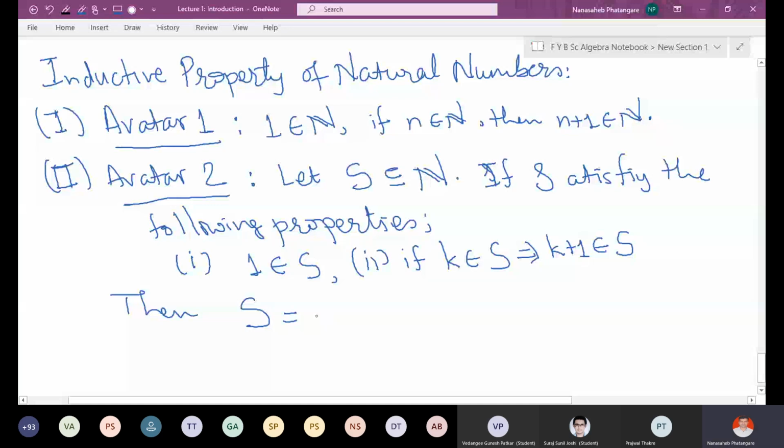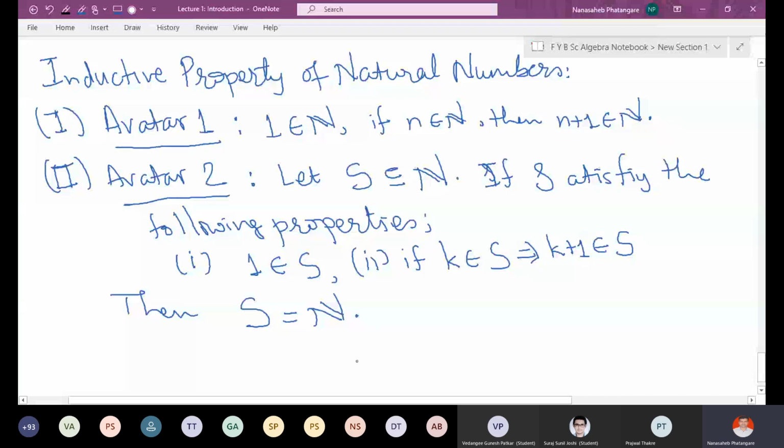So if you choose any subset of natural numbers, and it includes 1, and if you choose any element from that set S, then the next element, if you add 1, is also a member of S, then that set is exactly the set of natural numbers, right? This is a more general definition of natural numbers in some sense, because any set having these properties is called the set of natural numbers, right? So any set having these properties means what?